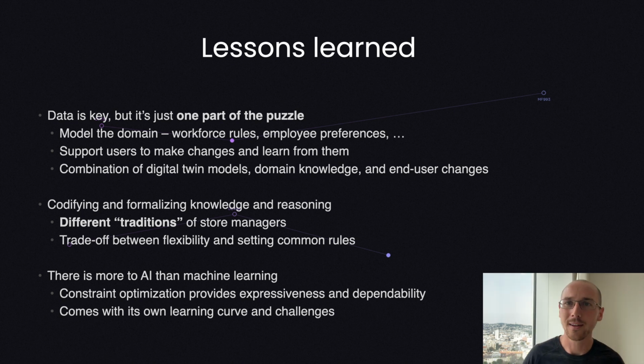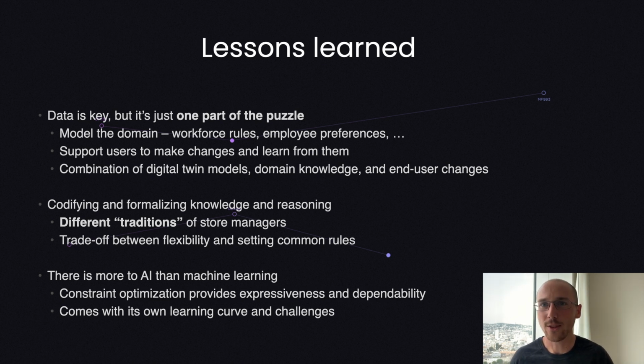Okay, so what did we learn from this task? Well, we learned that the digital twins and the data are a key part, but just one part of the puzzle. We also have to be able to model the domain. In our case, the domain is quite expressive. We have to be able to model the workforce rules and the preferences of employees. We also have to be able to get feedback from the users and let them interact with the schedule. So this combination of the digital twins, the domain models, and the end user changes is what allows us to find the correct solution.